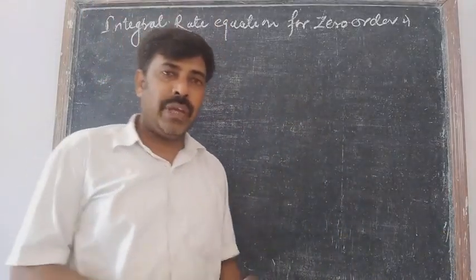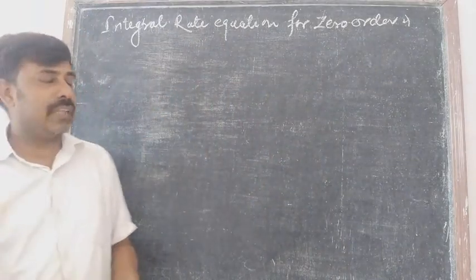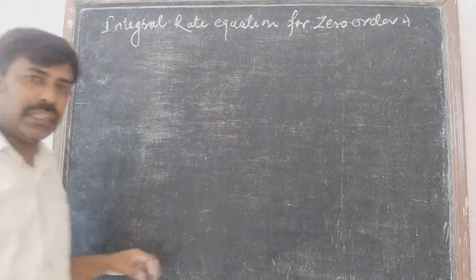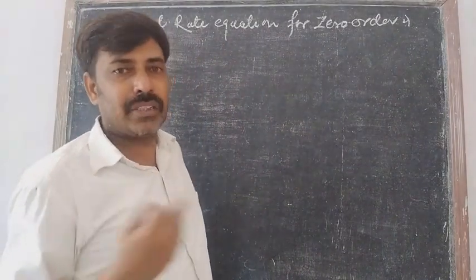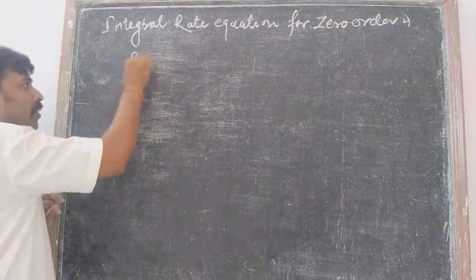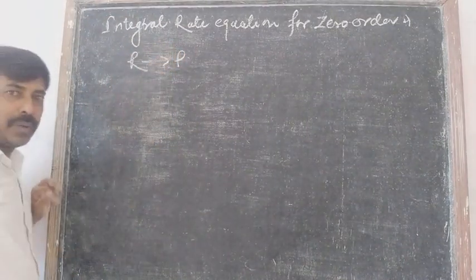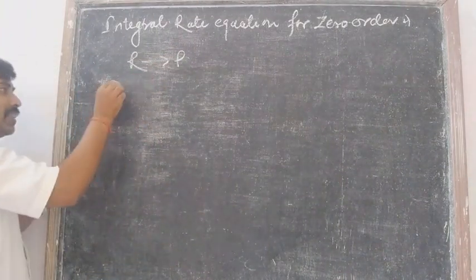So here we are seeing the integral rate equation for the zero order reaction. Again we are seeing the same reaction, that is the reactant R is converting into the product P. What will be the rate of reaction for this specific reaction?